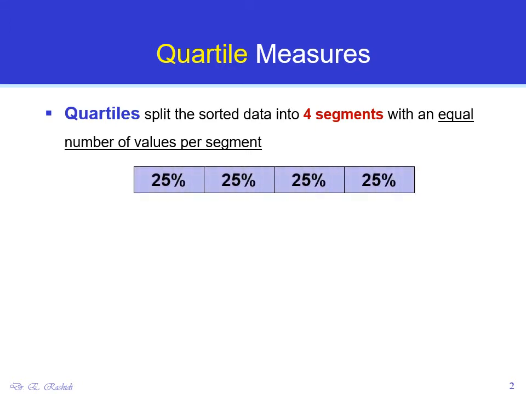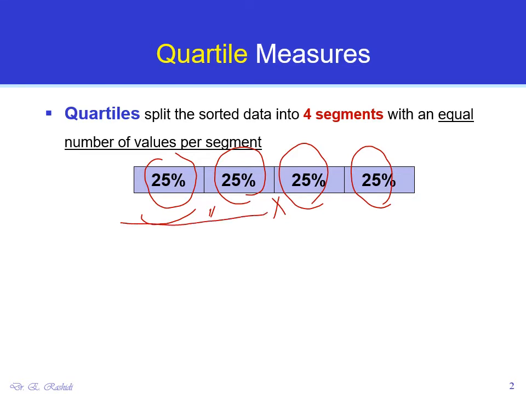4 partitions, such that 25% would fall in the first partition or first segment, 25% would fall here, 25% would fall here, 25% would fall here. And these are sorted data. So the value that is, for example, here is greater than 25% of these data here. The value that is here is greater than 50% of the data here, and so on and so forth.